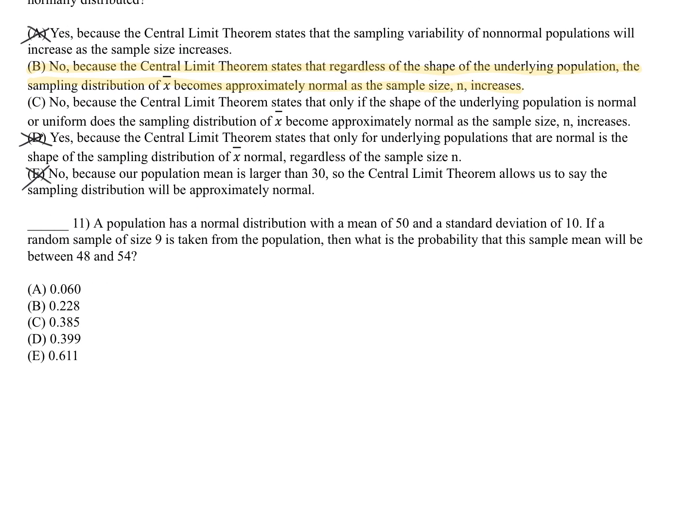In the next one, we have that a population has a normal distribution with a mean of 50 and a standard deviation of 10, random sample size of 9. What is the probability that the sample mean will be between 48 and 54? The biggest mistake I see on multiple choice questions where you have to calculate a probability, especially with means, is people don't calculate the sample standard deviation. They use the standard deviation from the problem. So I actually have to first calculate the standard deviation, which is going to be 10 over the square root of 9, which is going to be 3.33.